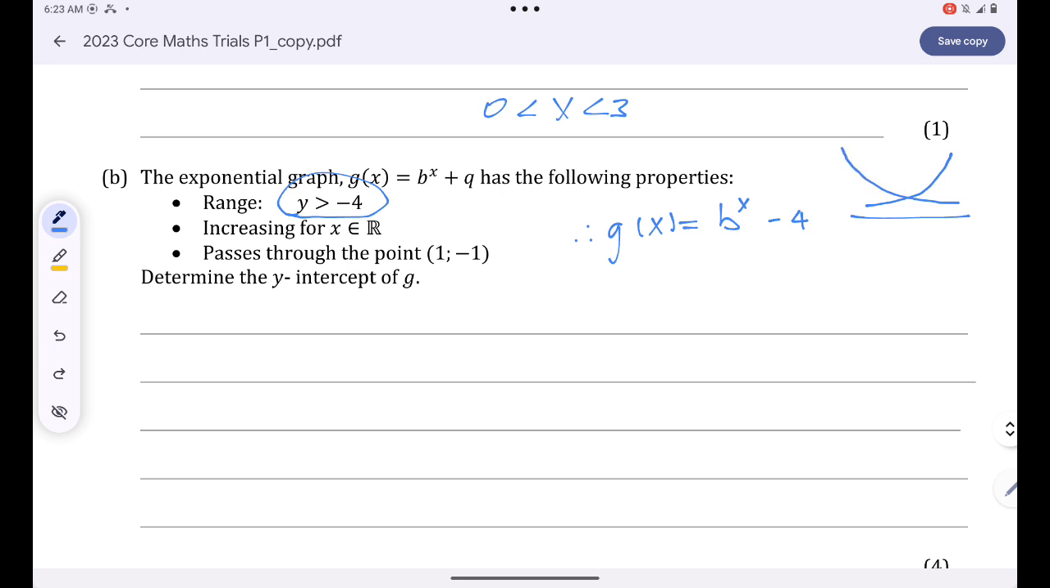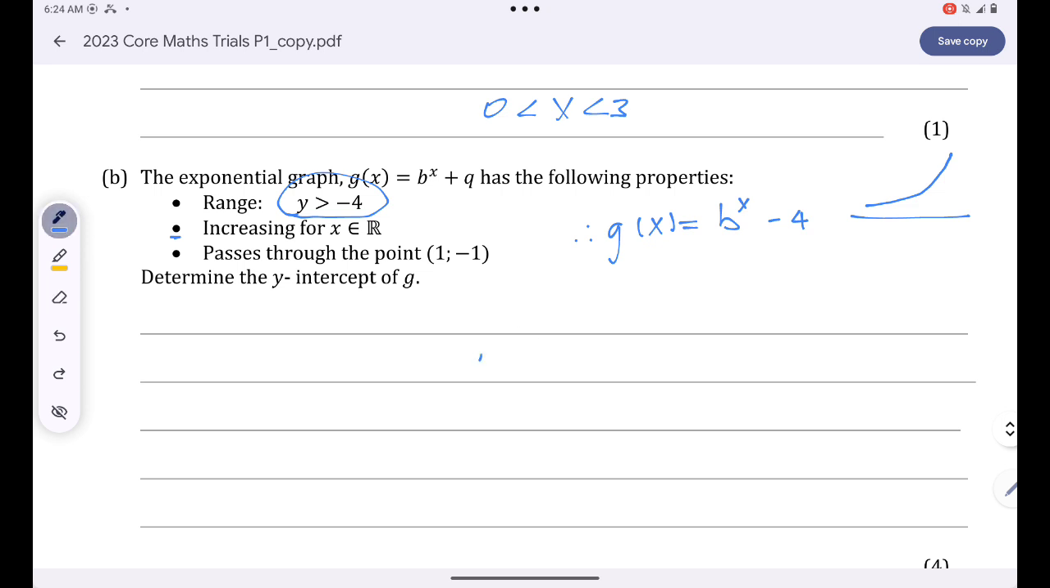But now we are told that the graph is increasing, so our graph basically looks like this. And it passes through the point 1 and negative 1. They want us to determine the y-intercept. I wanted to find the equation of the graph and then determine the y-intercept, but I don't have to find the equation of the graph.